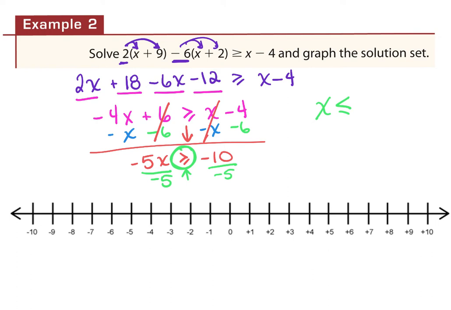Negative 10 divided by negative 5 is positive 2. 2 is where I'm going to start. I go to positive 2 on my number line. It includes my positive 2. Since it includes my positive 2, I am going to indicate that this is part of my answer with a closed circle. All right? And is x smaller or bigger than 2? Smaller. So which side of my graph is smaller? The left. Yep, the negative side of it.